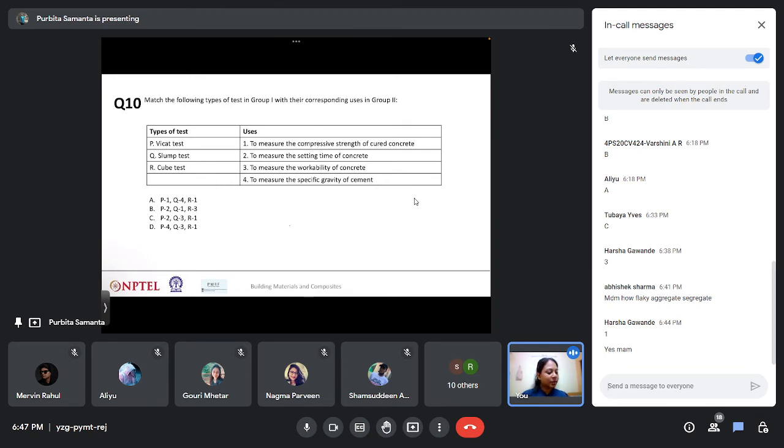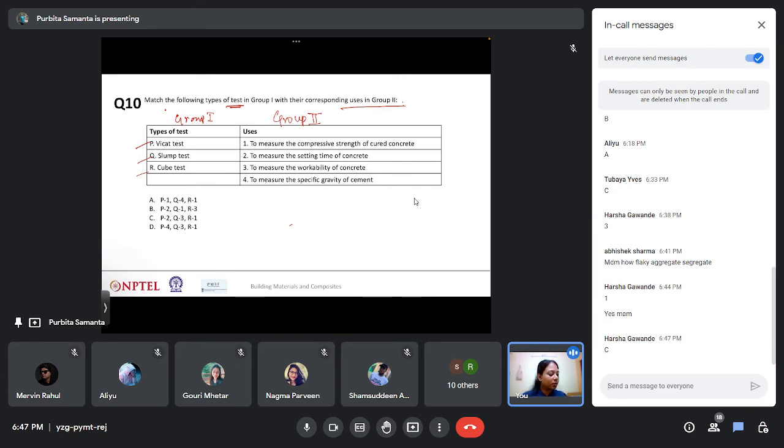Coming to our next question, which says: match the following types of tests in group 1 with their corresponding uses in group 2. Once again, I'll just write it. So we have Vicat test, we have slump test, we have cube test. So we got one answer, that is C. Yeah, that's the correct answer.